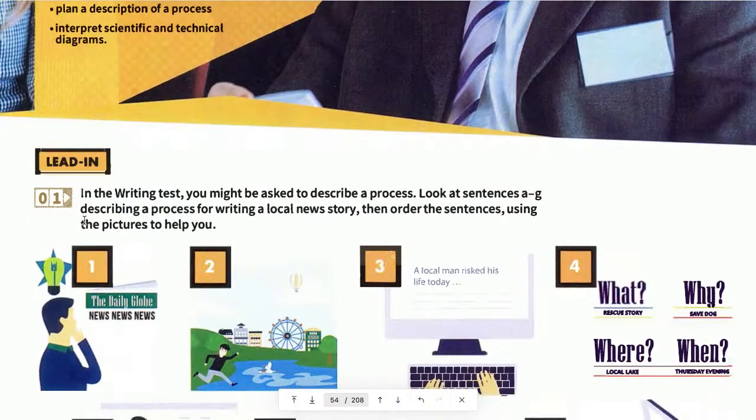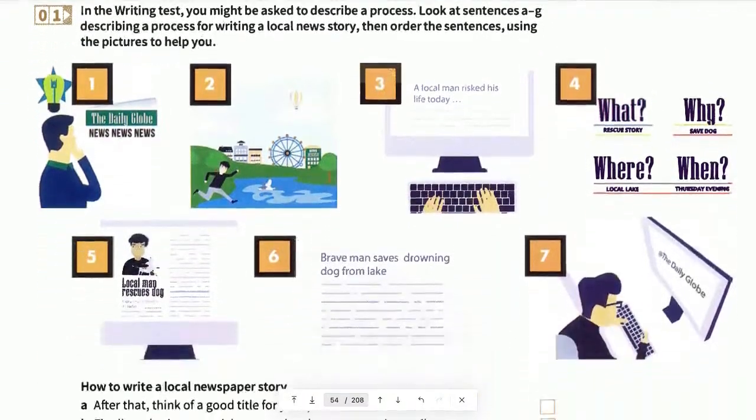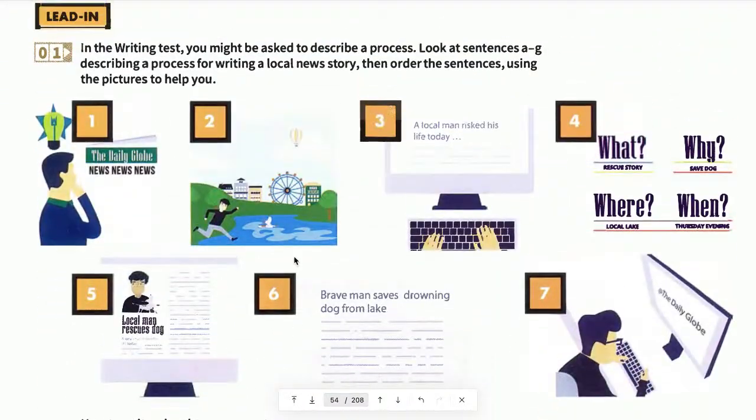Now let's go. Lead in. Exercise 1. TOEIC, read that. Okay, so let's read that one by one. In the writing test, you might be asked to describe a process. Now, please tell me, describing a process, is that writing task 1 or task 2? Task 1, okay? Writing task 1. And you have about 20 minutes to do it.